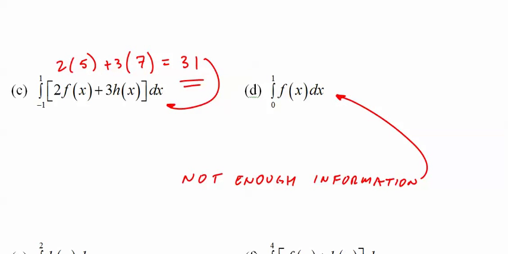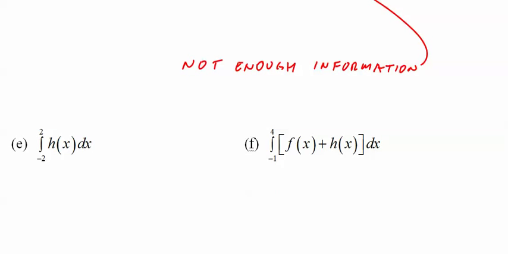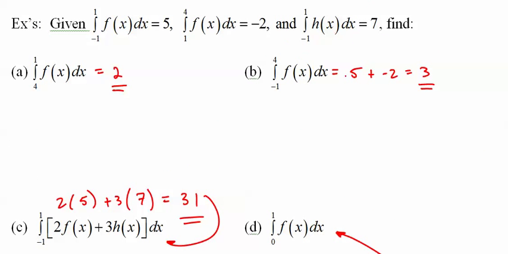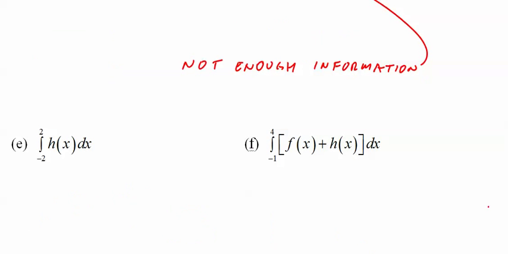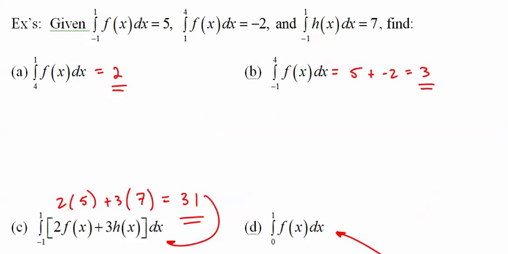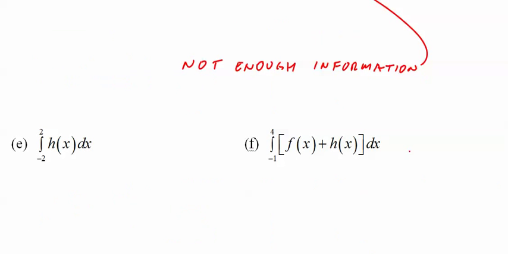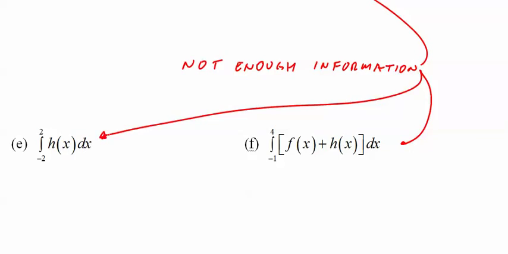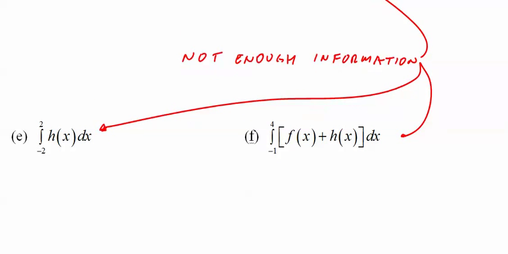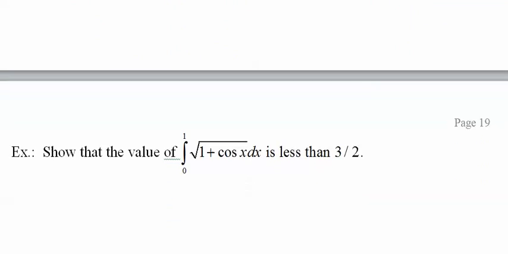And then if you look at the bottom ones, h of x from -2 to 2, I don't have anything there. I can't just double it. f of x and h of x from -1 to 4. Well, I know f of x, but I don't know h of x, so the same thing applies. Got to know specific endpoints to the area. Otherwise, we cannot make a decision.